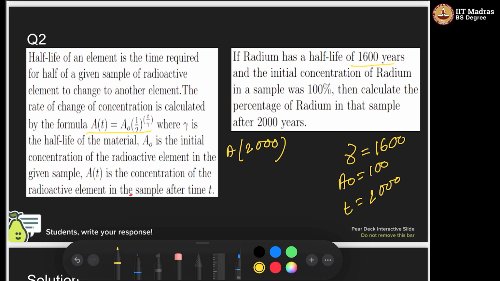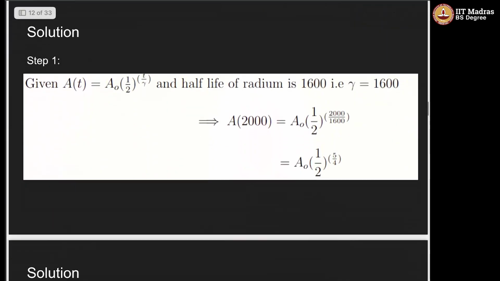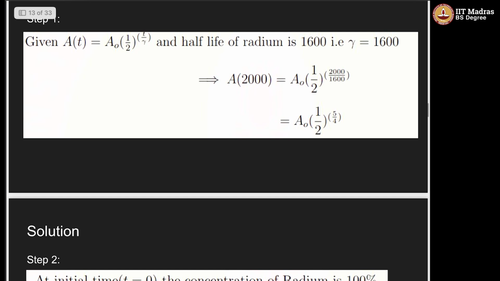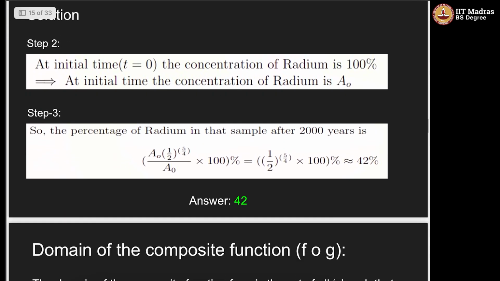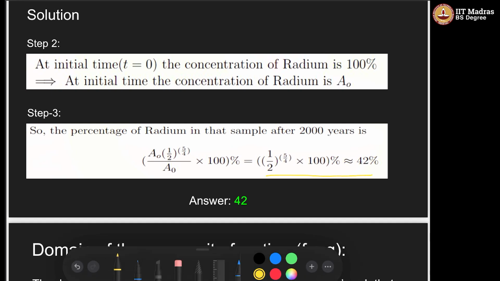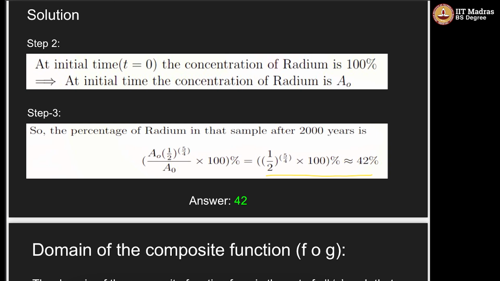Now we have to calculate the percentage of radium in the sample after 2000 years, which according to the formula is basically 100 into half to the power 2000 by 1600. Now we can simply calculate it. Here is the calculation given. This is approximately 42%. So this is our answer.